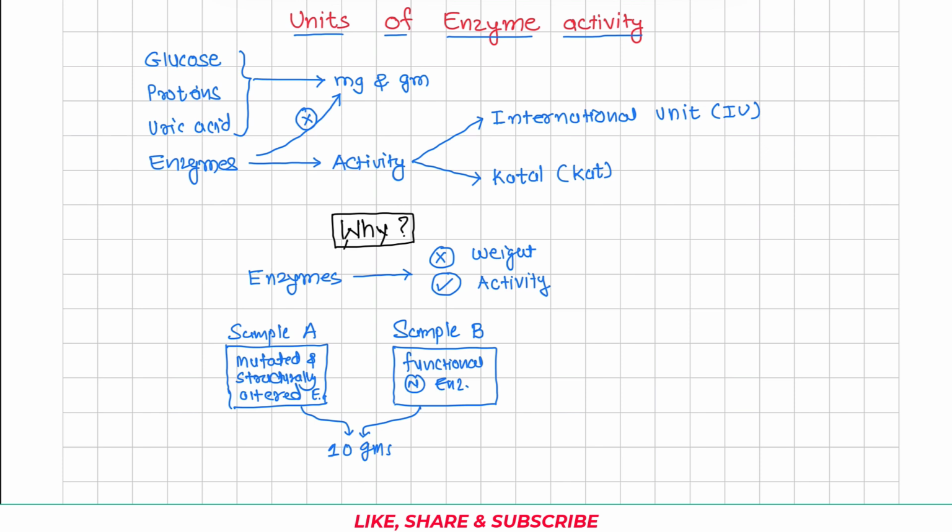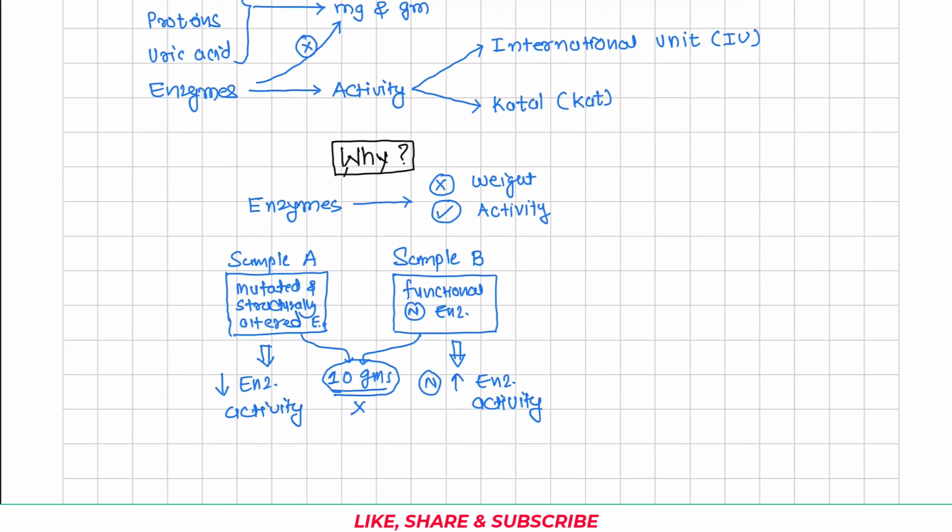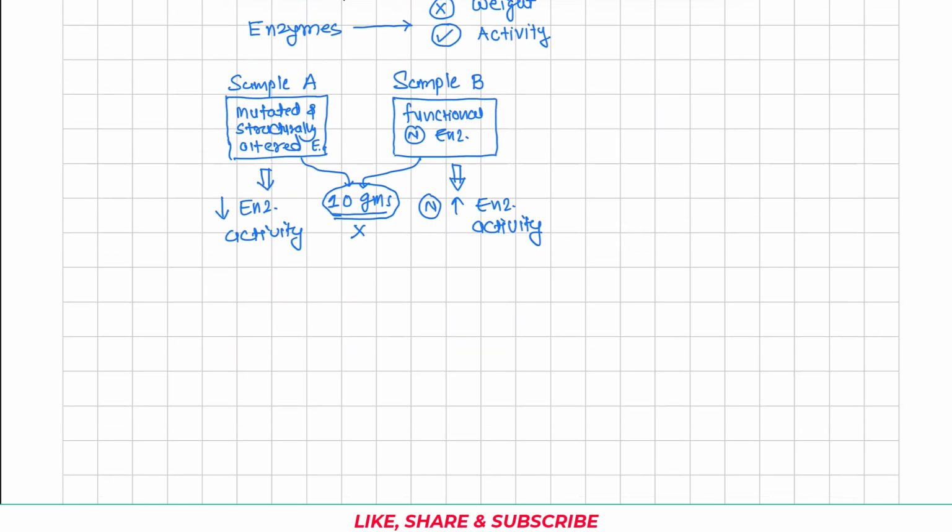So in this case, sample A has reduced enzyme activity, but sample B has normal high enzyme activity. As you can see, the weight tells us nothing about the enzyme's ability to catalyze the reaction, right? That's why enzymes are measured in terms of their activity, not in terms of their weight. You can think of this like a water pump. A heavy pump could be broken, while a lighter pump could work perfectly. The weight of the pump doesn't tell you how well it pumps water. Similarly, enzyme activity, not enzyme's weight, reflects its true functional capacity.